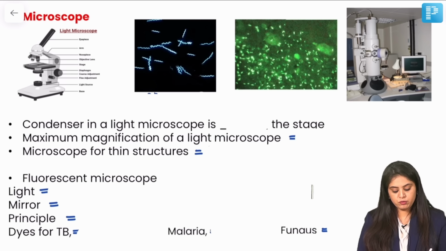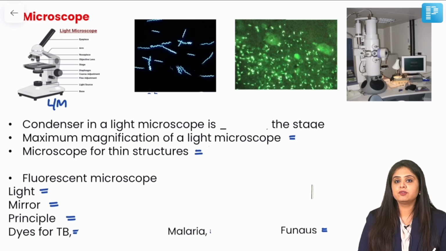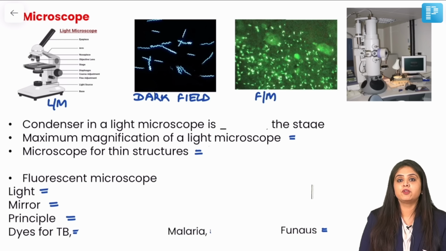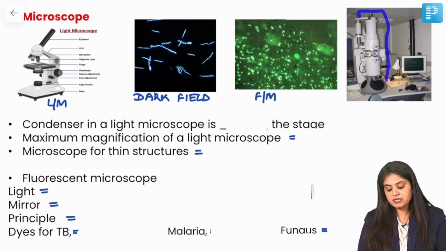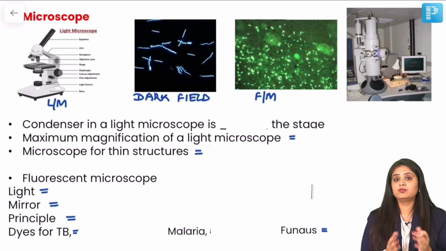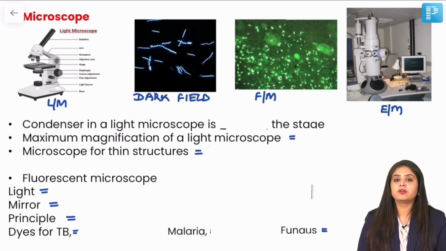The first microscope of course is the usual one, that is the light microscope. If there's a dark background, it is dark field microscope. If it is a shiny one, it is fluorescent microscope. And if you've created a very closed environment, like a spaceship, because of vacuum creation, then that is an electron microscope.